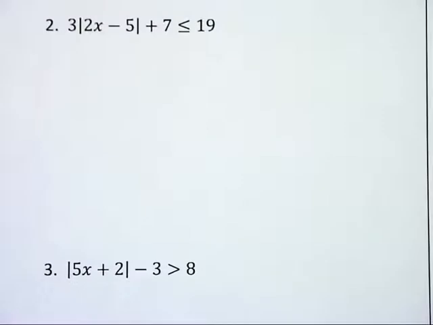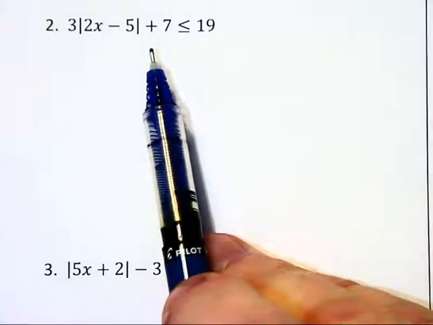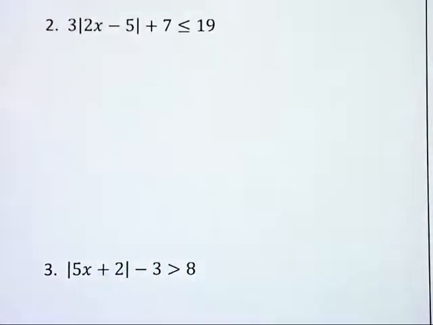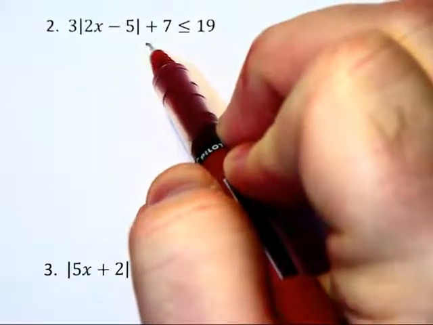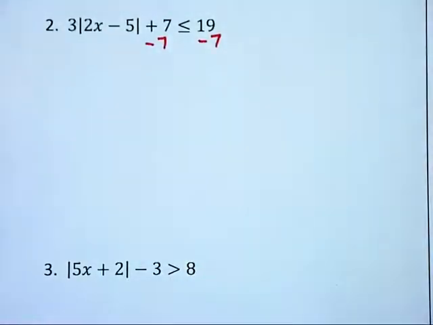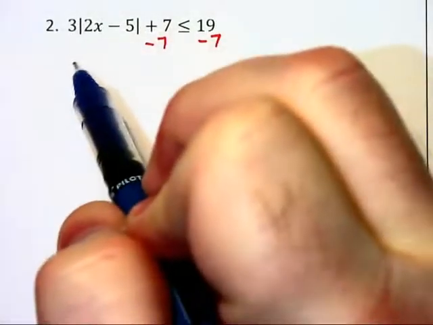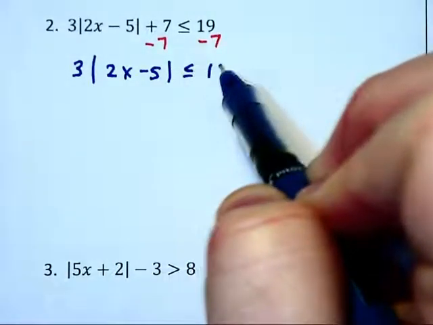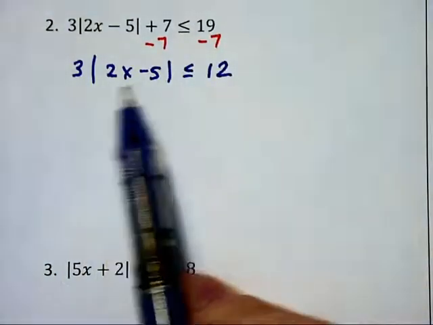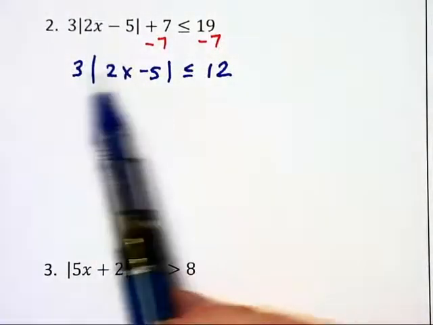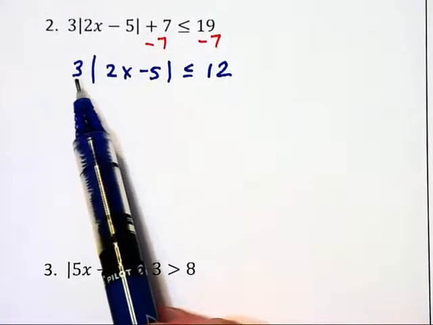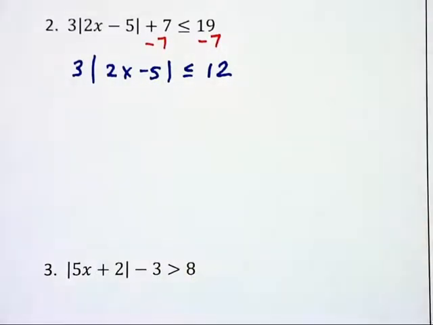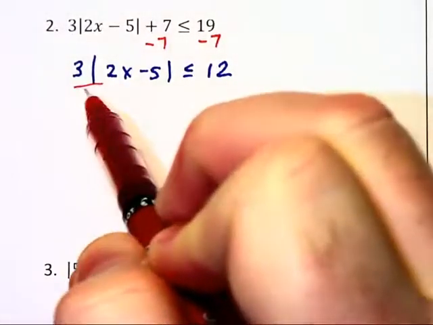In this second problem, the absolute value is not isolated by itself because we've got the 3 out front and the 7 to the right of the absolute value. So we will begin by subtracting 7 on each side, and this will now give us 3 times the absolute value of 2x minus 5 is less than or equal to 12. Now, I prefer to isolate the absolute value directly. I don't like to distribute the 3 in because even though you can, if that were a negative 3, you couldn't. It's better to just think of the absolute value on its own and isolate it.